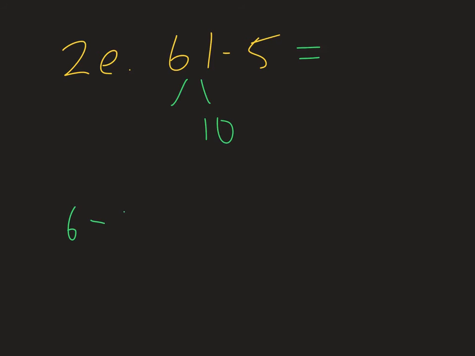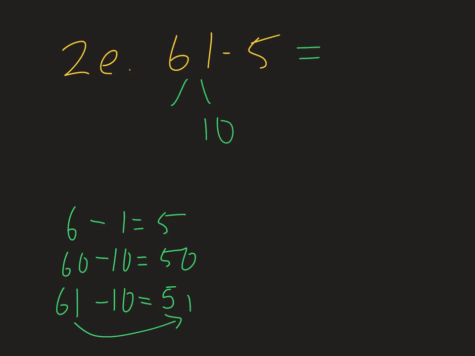So 6 minus 1 equals 5. So that means 60 minus 10 equals 50. But we have a 61. So 61 minus 10, we still ended up with the 50, but we got to carry that 1 over, so we get 51. So when we pull 10 out of 61 as a number bond, we're left with 51 afterwards.